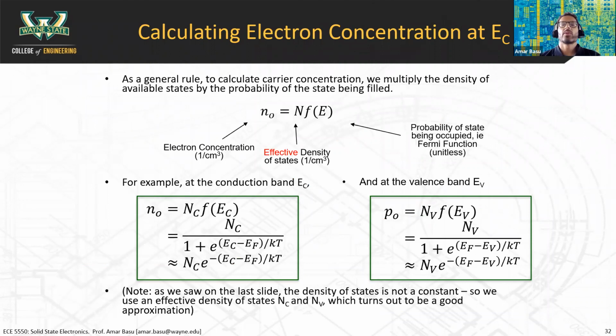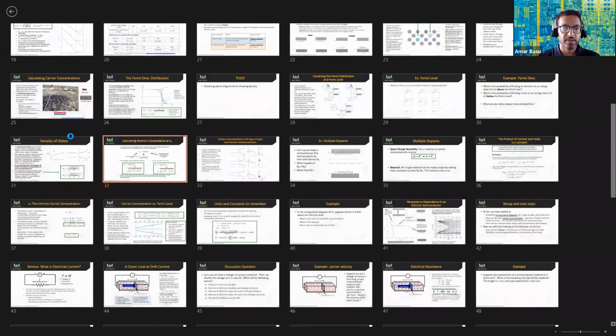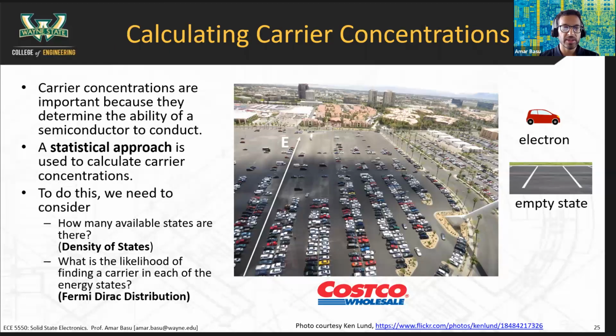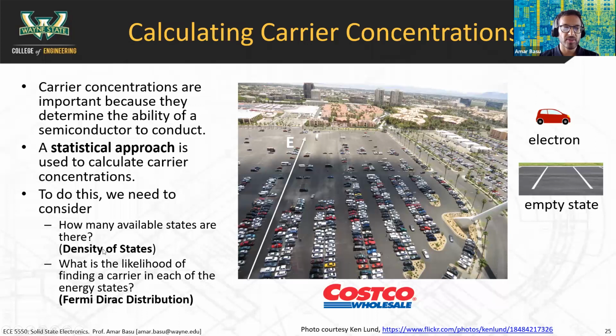Okay, so now that we know the Fermi-Dirac distribution and we know the effective density of states, the electron concentration is just the product of the two. We said at the beginning, when we determined carrier concentrations, we need to consider how many available states there are and what's the likelihood of finding a carrier in each of the energy states.